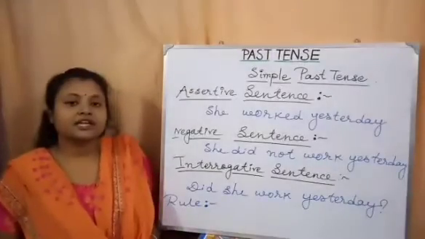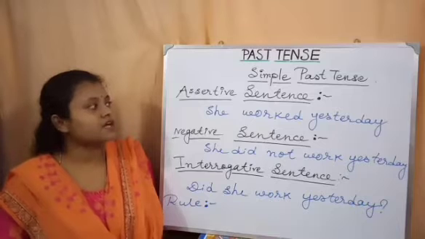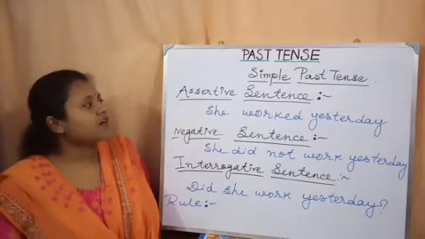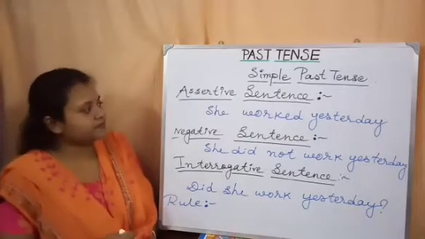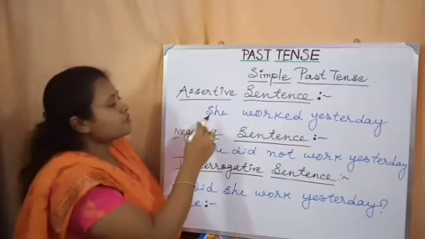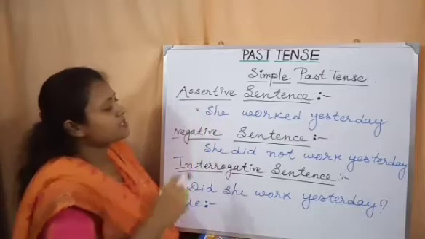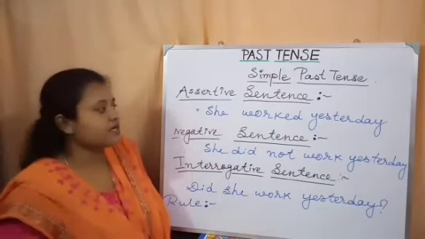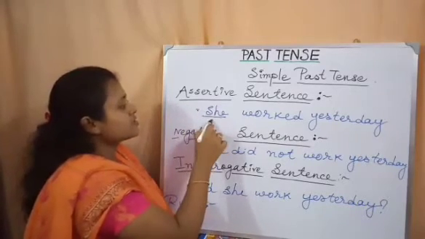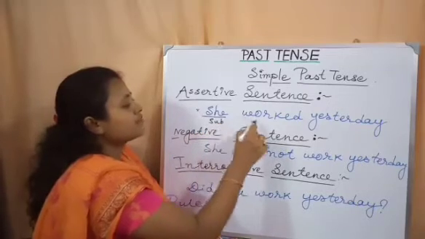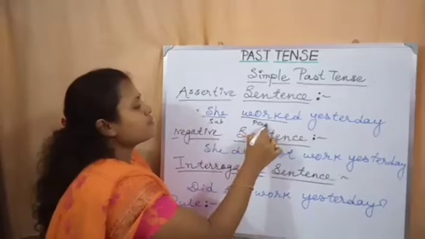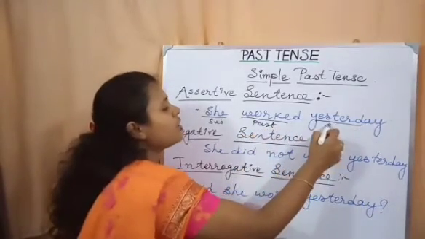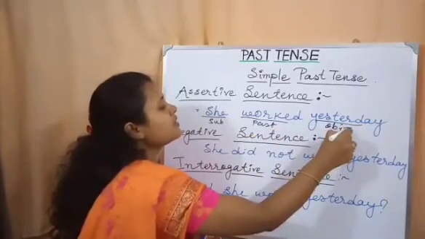So students, let me give you some examples from the simple past tense. How will you write an assertive sentence in the simple past tense? First, let me give you an example. She worked yesterday. Here, first the subject is written. After that, the past form of the main verb. Then the object is written.